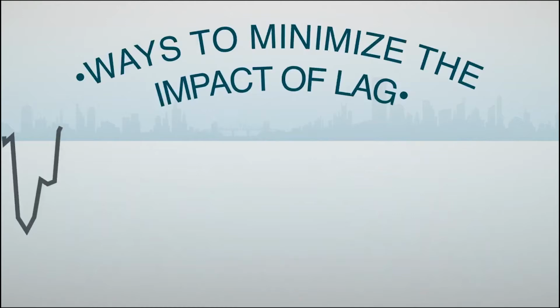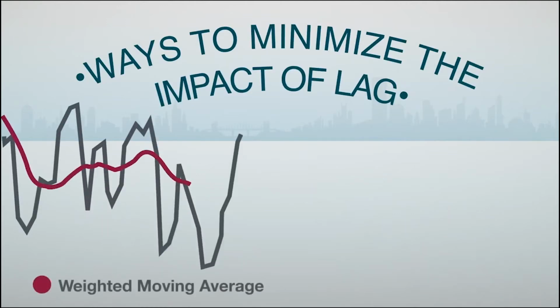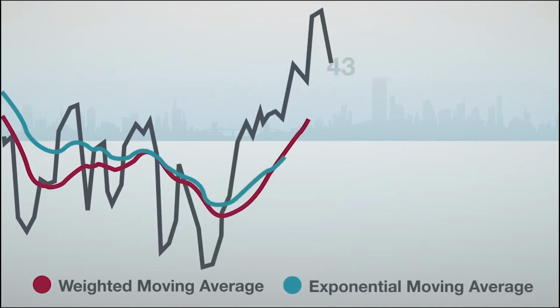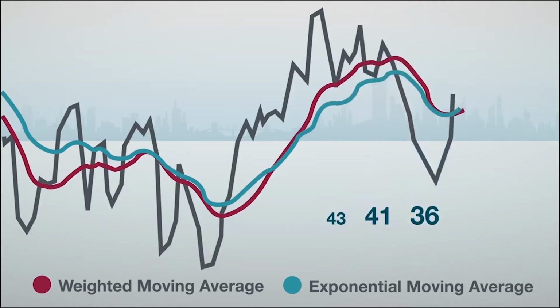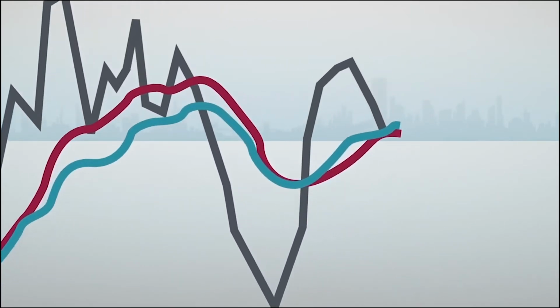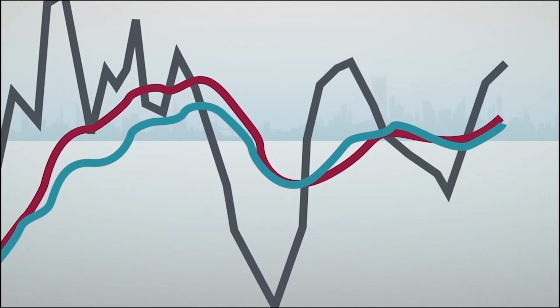To avoid lag, consider using another analysis, such as a weighted moving average or exponential moving average. These types of moving averages consider recent data the most relevant and give it more weight. Consequently, these types of moving average lines react quickly to the security's price changes. This is helpful for active traders who want to place short-term trades.